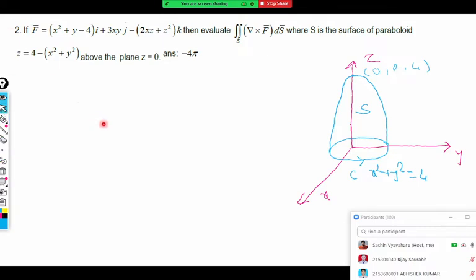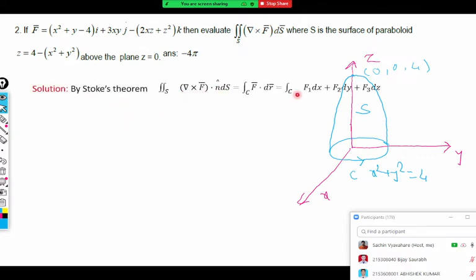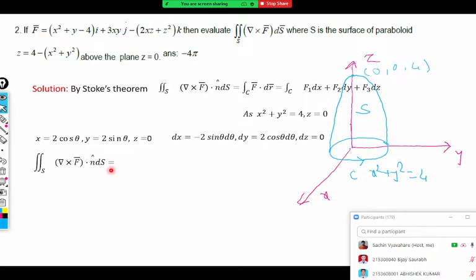So we mainly move on to calculation. First, we'll say by Stokes theorem, the statement is surface integral is equal to the line integral. We replace the values of f1, f2, f3 there, and the curve C is a circle of radius 2, z is 0. X is 2 cos theta, y is 2 sin theta, z is 0. That's the parametric form. The values of dx, dy, dz are on the screen here. We replace these values and we get the answer as minus 4 pi.